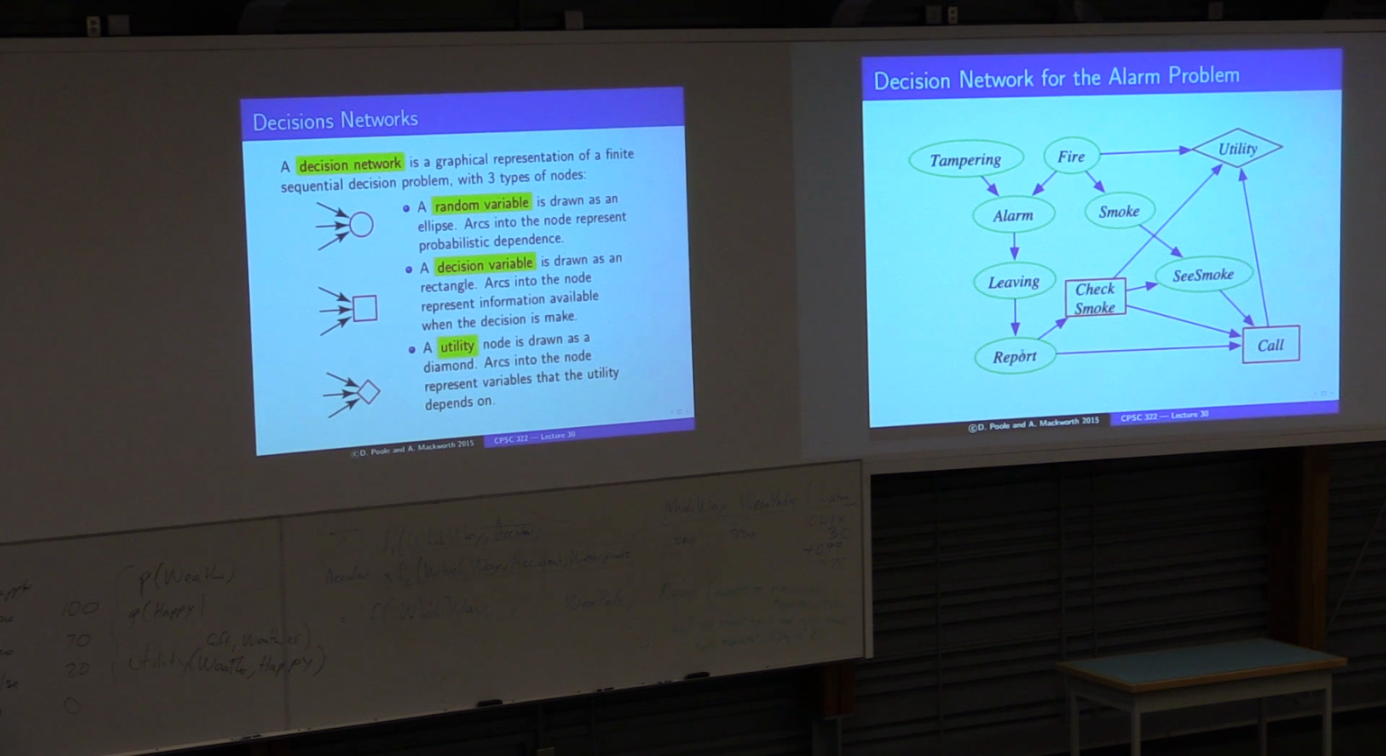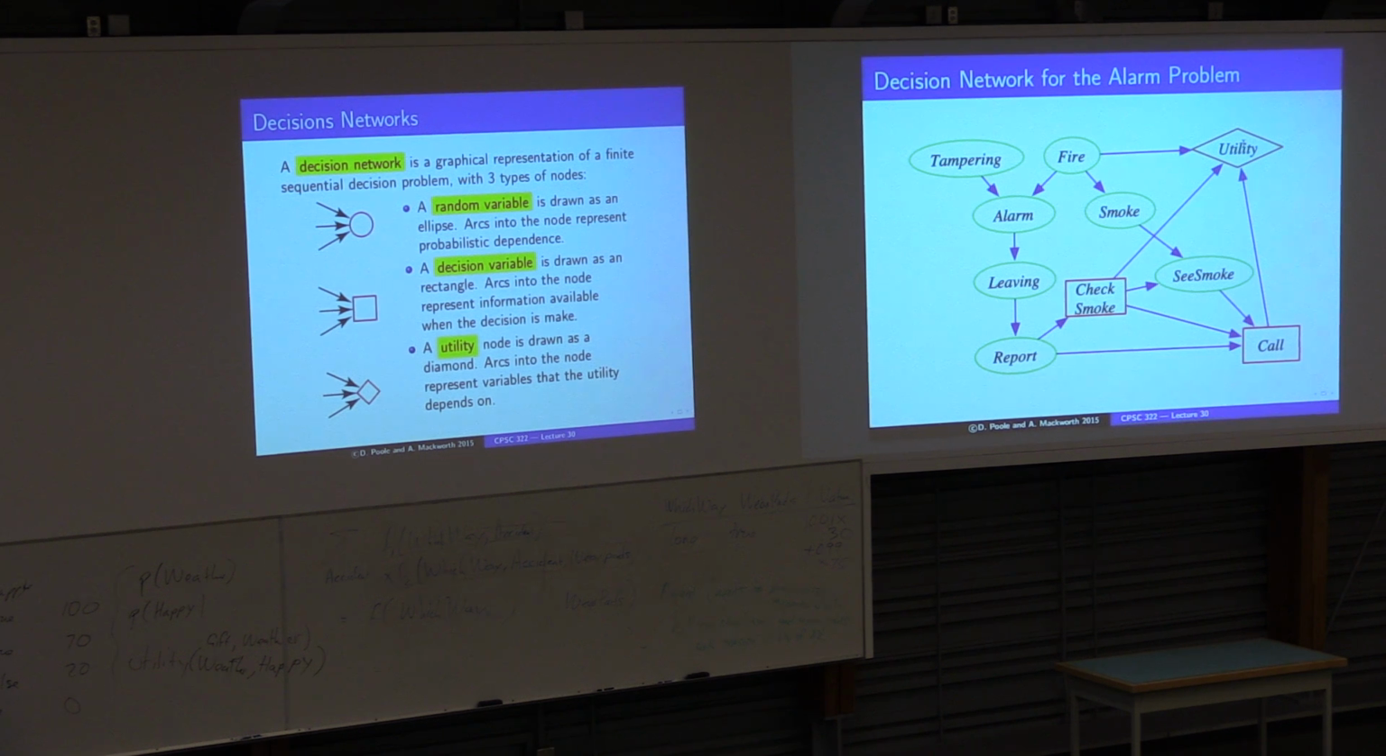The only information that's available to me is this report, whether someone told me there's a report. I get to choose whether to check for smoke or not. Whether I see smoke depends on whether there is smoke and whether I check for smoke. And based on this, I have to decide whether to call the fire department. The information available to me when I call is the report, whether I check for smoke, and whether I see smoke.